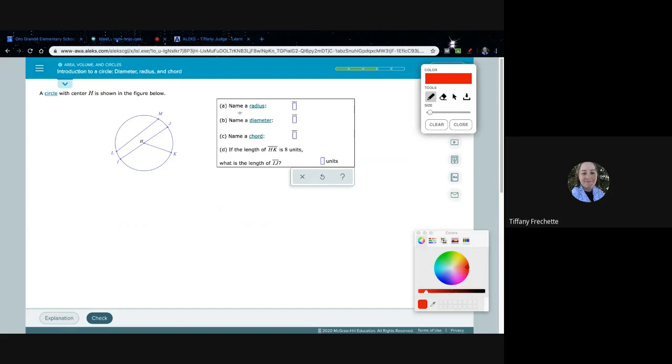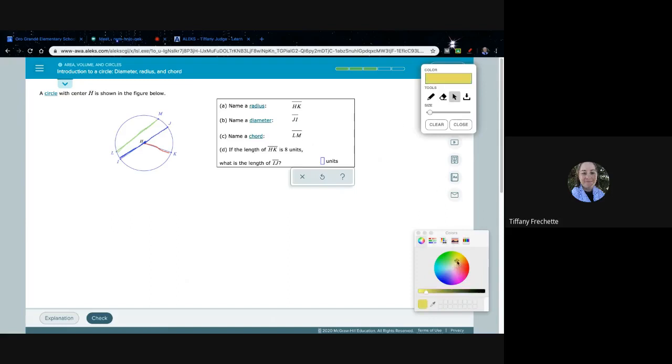Okay, we have a radius first. Let's go with HK. Diameter: remember, it has to go through the center and touch both sides. Let's go with JI. And then a chord. It can't touch the center, but it has to go from side to side. So here's our chord: LM.